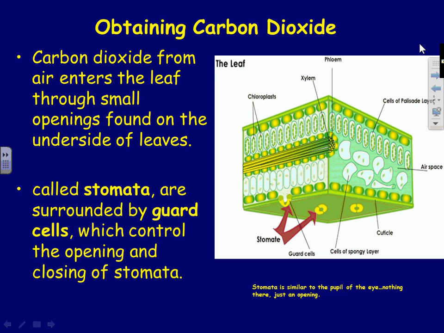So during the day, they fill with lots of water, the opening opens up, and air comes in and out. During the night, because there's less water moving through the system, they close and don't let gases in and out, because there's no photosynthesis taking place and they don't want too much water to escape, so it kind of closes up. That's the way the guard cells function.